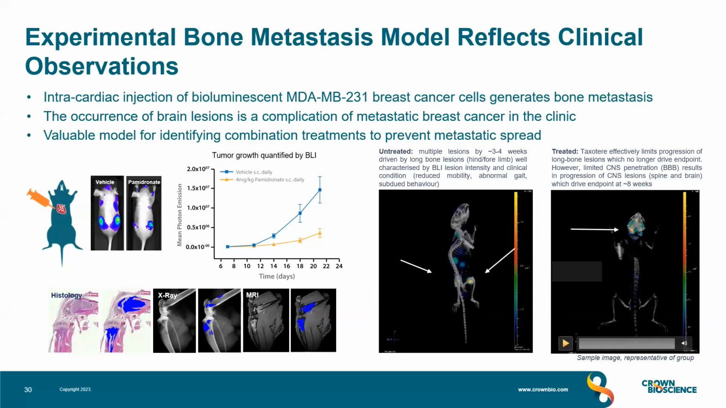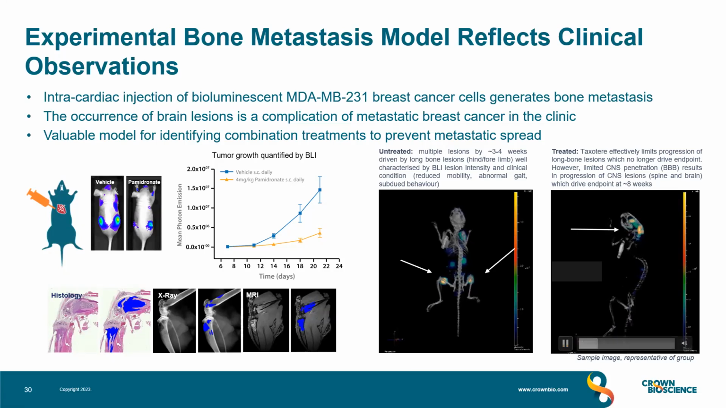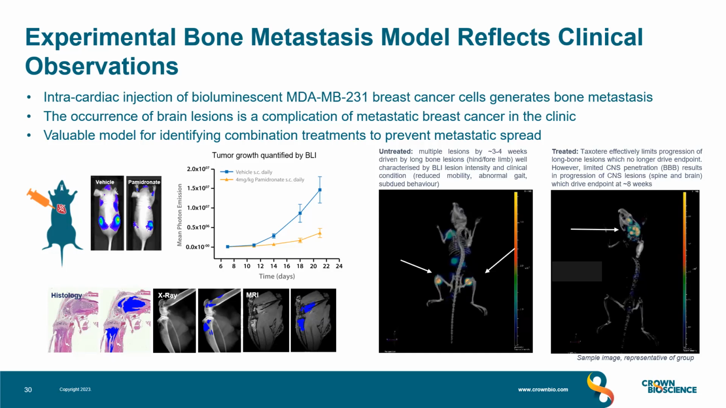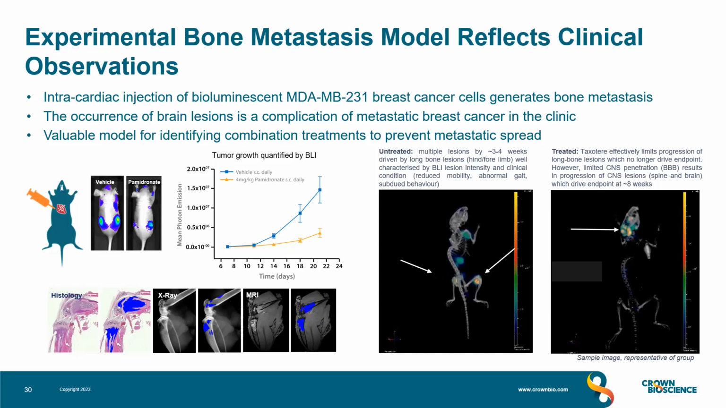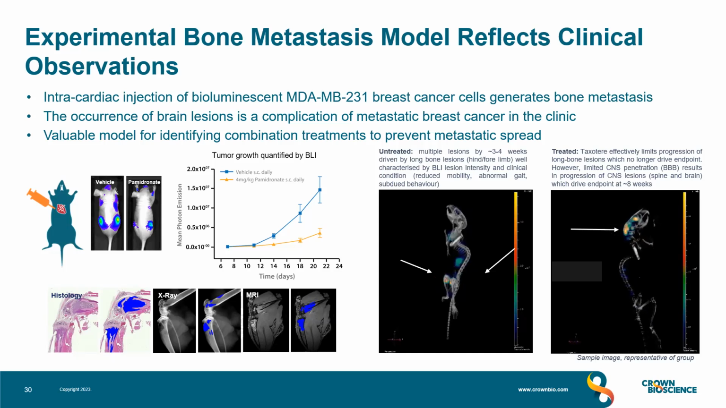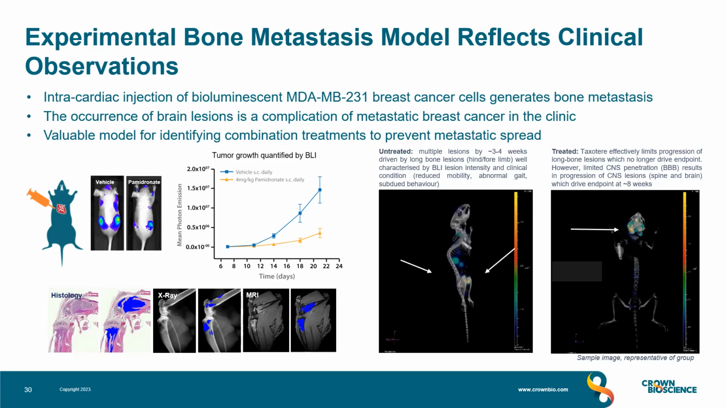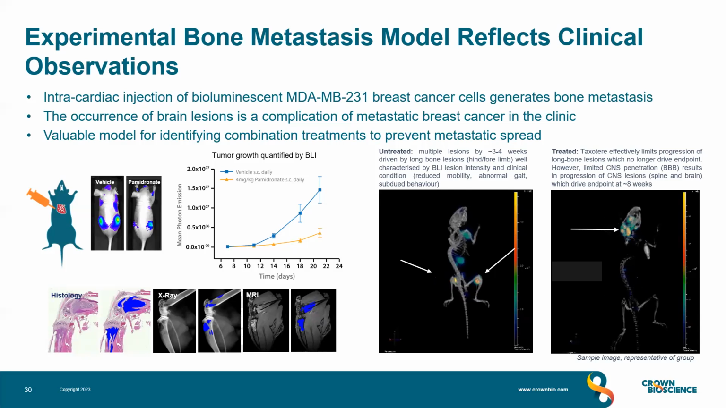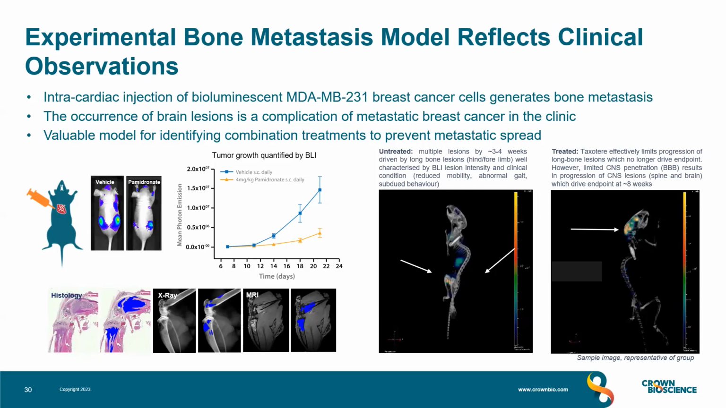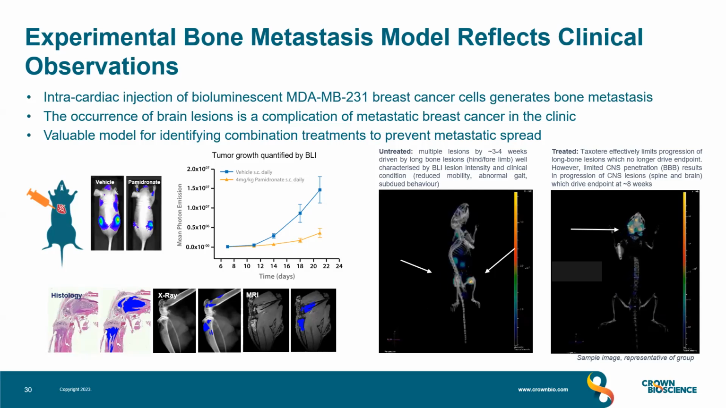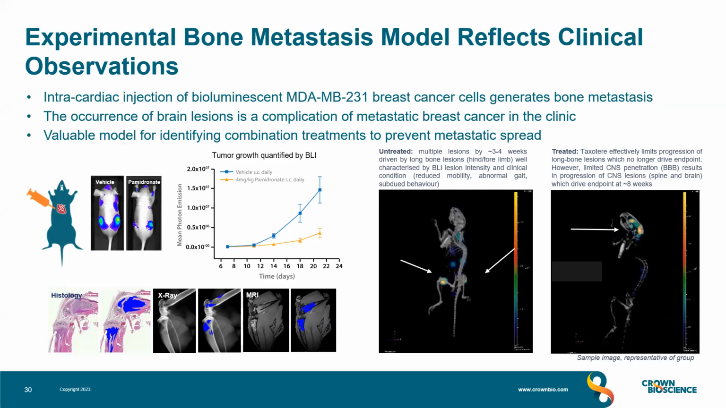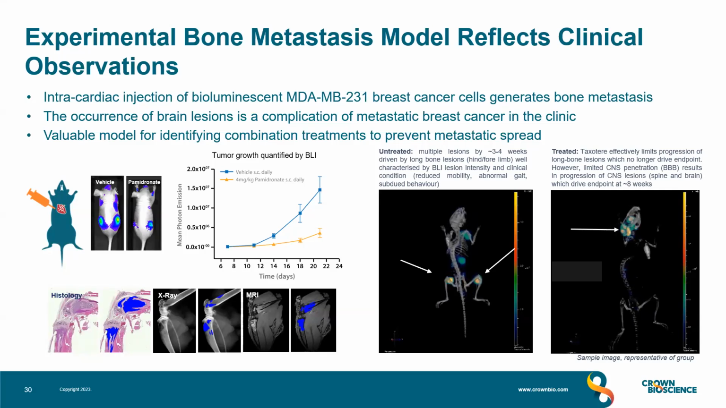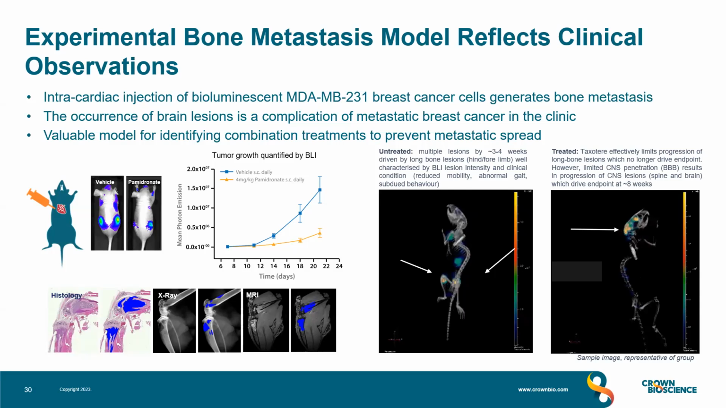And then in the Taxotere treated group on the right-hand side, you can see how it limits the progression of the long bone lesions, reduces the loss in clinical condition, and actually extends the survival to 8 weeks. However, due to the inability of Taxotere to cross the blood-brain barrier, you do actually get lesions in the central nervous system and the brain developing. So you can see some in the spine as well as the brain, which have escaped that treatment.